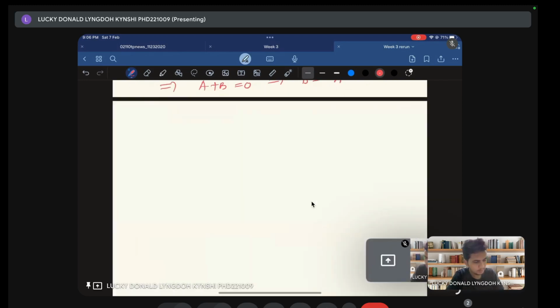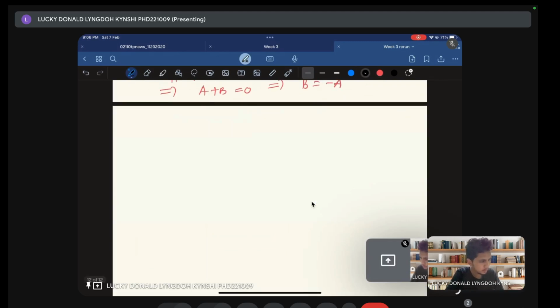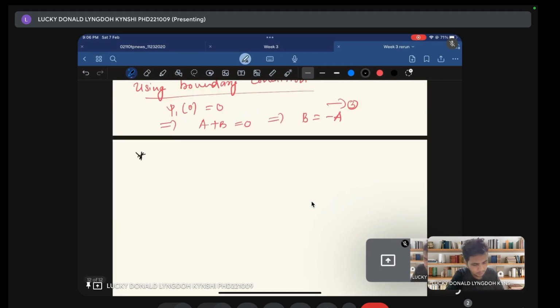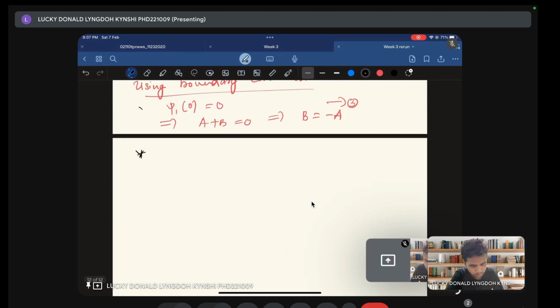So now after that, another boundary condition is that at x equal to a, psi1 of a equals psi2 of a. This is another boundary condition. I mean that at x equal to a, your wave function should be continuous. Psi1 is equal to psi2.